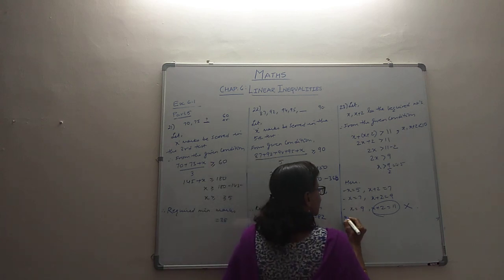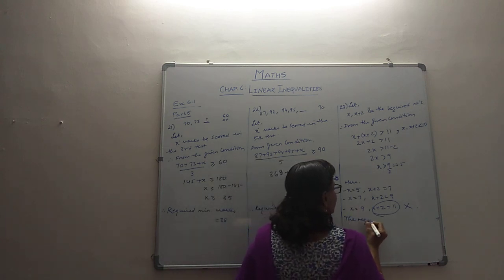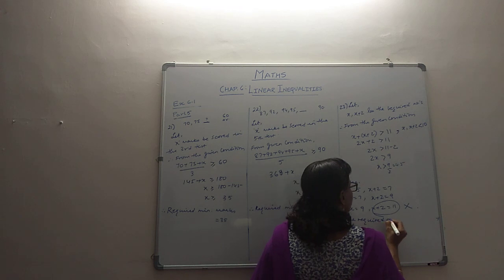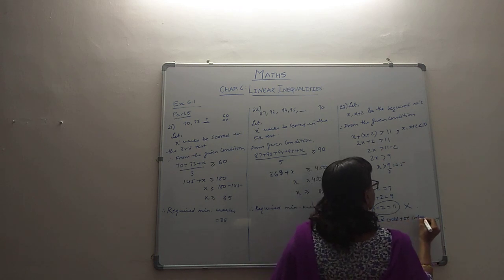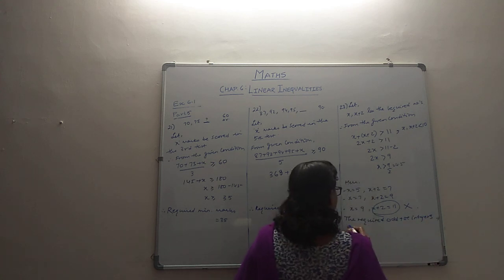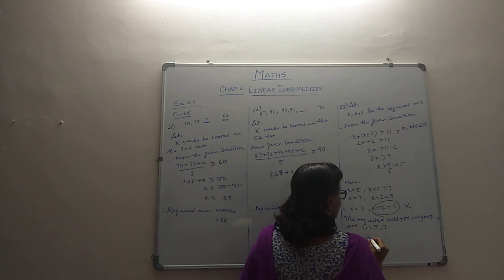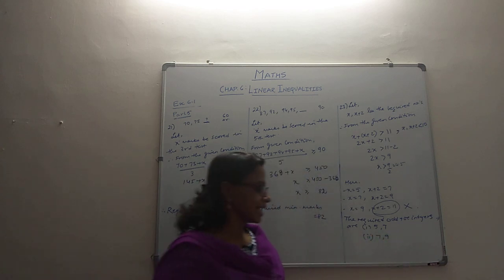So the required odd positive integers are first 5, 7, second 7, 9. Okay, that's about this.